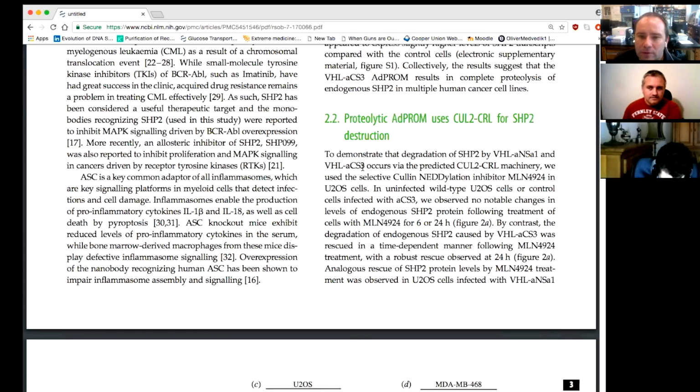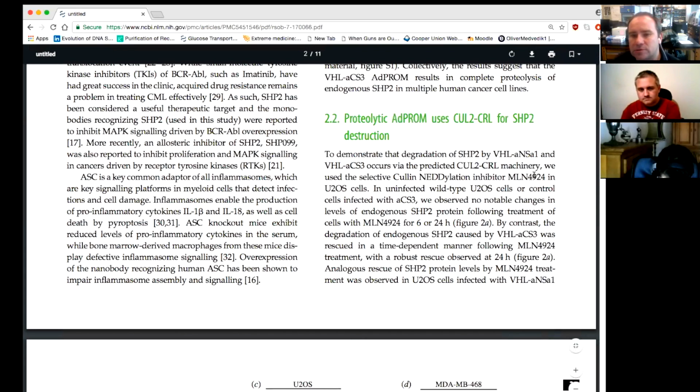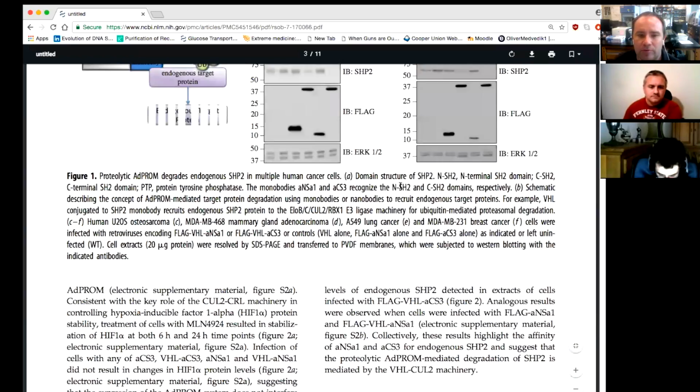Okay. So this degradation happens through this CUL2 CRL machinery, and for this to happen, there's a protein that's, I guess, called NEDD8 that needs to attach to another protein, and it's called NEDylation. So that needs to happen for this whole cascade to happen. So this compound inhibits that, right? So you can block the proteasomal degradation.